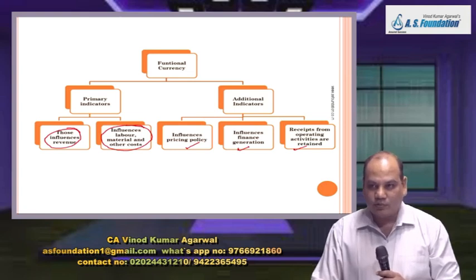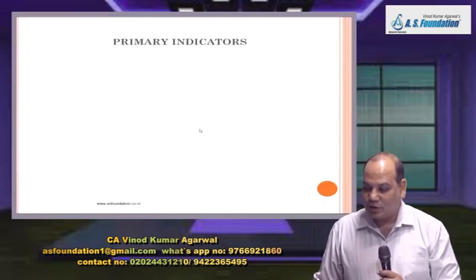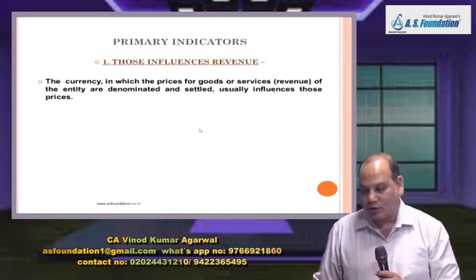The diagram looks simple. The problem is there will be conflicting indicators. Revenue may come from the USA, so US dollar. Cost is incurred in India. Then funds are raised from Europe. Funds are retained in Switzerland, a Swiss bank, CHF currency. So then the question will be, what would be your functional currency?